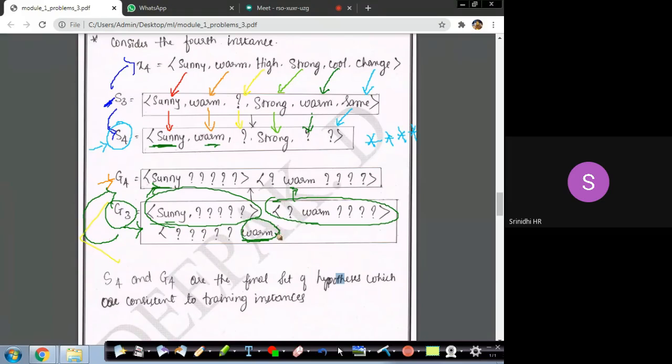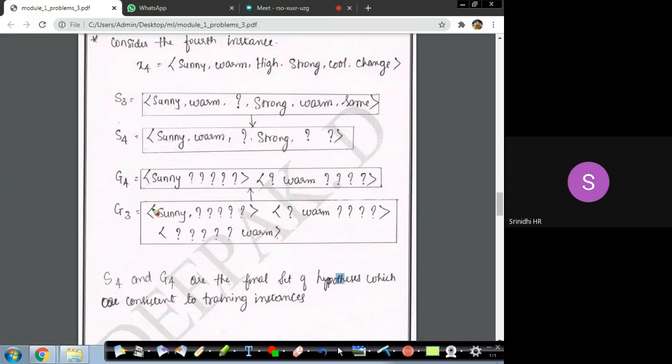My last attribute, the third term in G3, the last attribute, was warm. Compare it with my S4 here. What is my last attribute? Here, if it was warm, I would have retained the same thing. But here, it has been generalized. So this value has been updated here. In this case, I will be neglecting this particular term. So your final answer of G4 will be updated with only these two values.